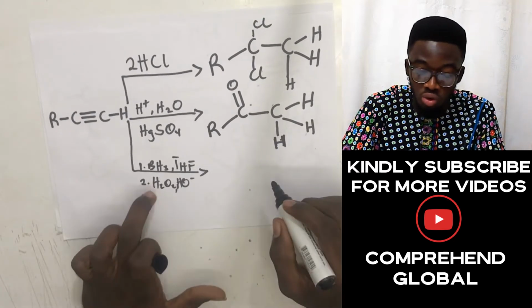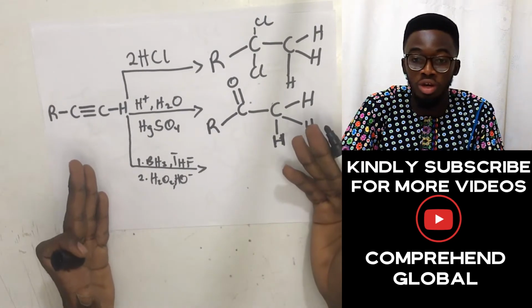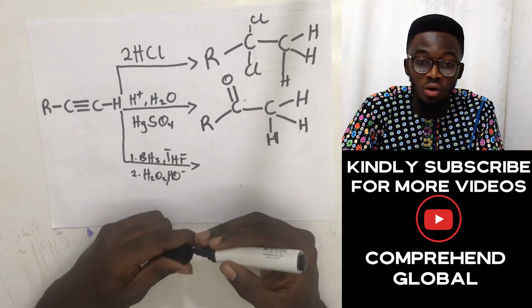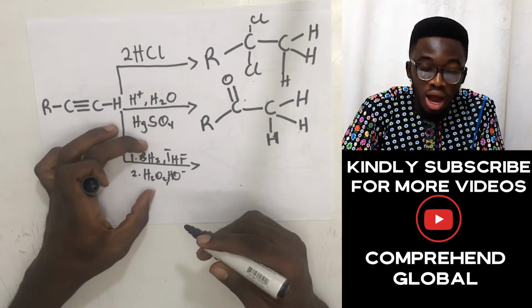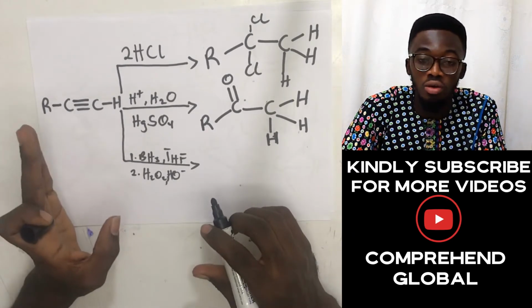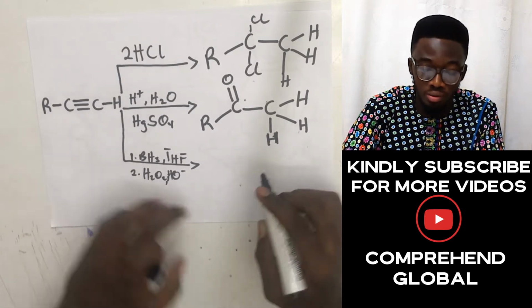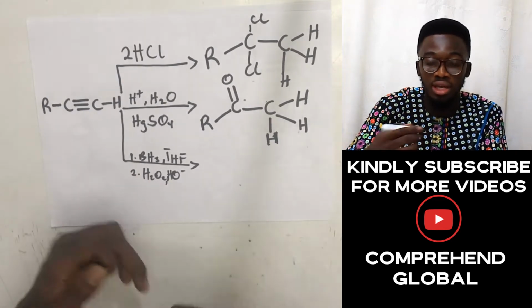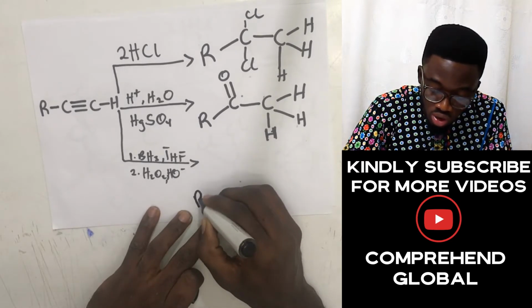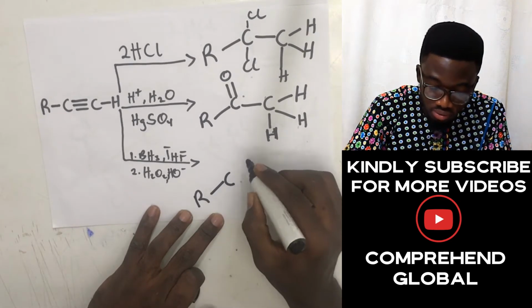Now the last one also adds an H and an OH. When you remember, with the addition to alkenes, when we see hydroboration, there is addition of H and an OH. Likewise, this one too is going to be C, but the OH on the triple bond is later turned into a carbonyl. So we're going to get this.